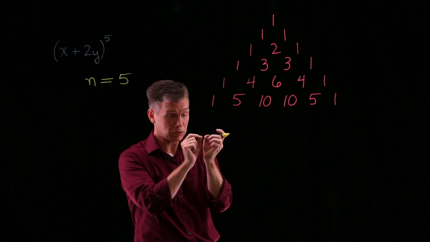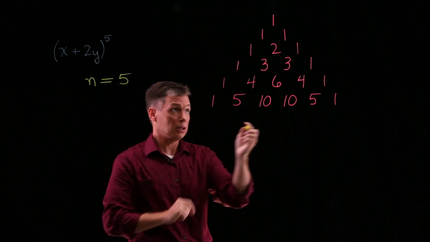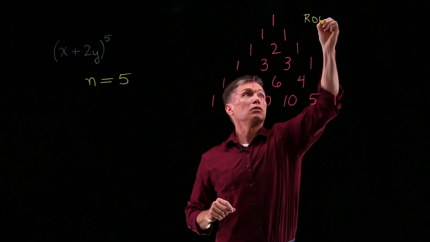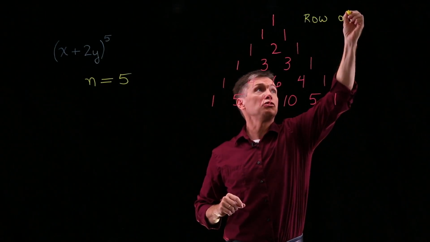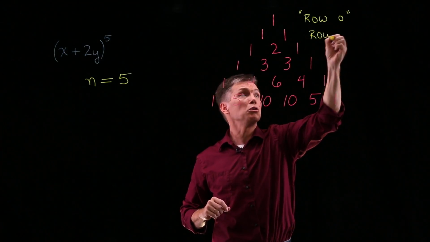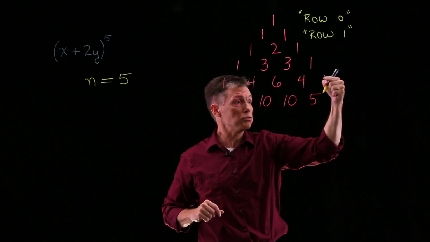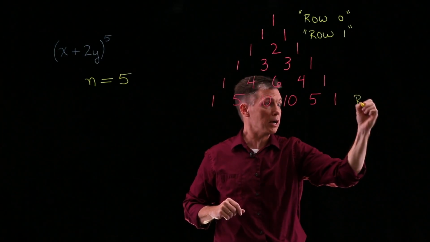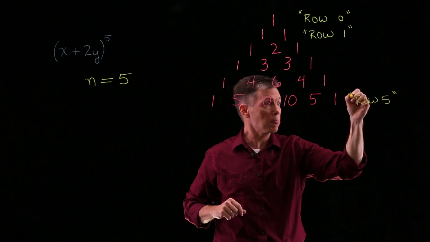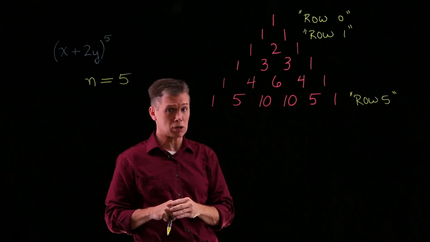But there is a trick with Pascal's triangle you want to always remember. The trick is that the first row is row 0. You're always starting with 0. And so the second row would be row 1, row 2, row 3, row 4. Here's row 5 for me. That's the one I want for this problem. That's how I knew how far down to go in Pascal's triangle.